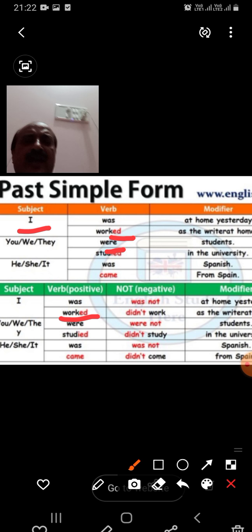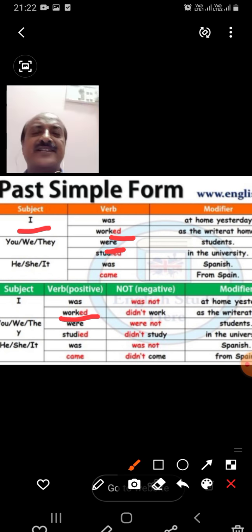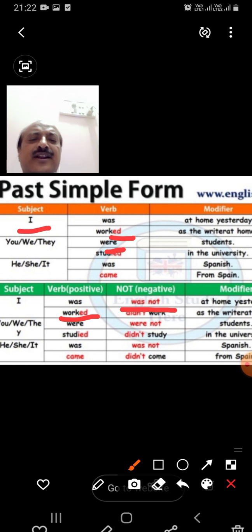I was not at home yesterday. So in present tense, I was, but when we change into negative, I was not at home. Like somebody comes to your house, you say, no, I was not at home yesterday. You had come. Did you come yesterday? So we ask that question. You, we, they were at the waitress restaurant. They were students. But when you change into negative, were not.